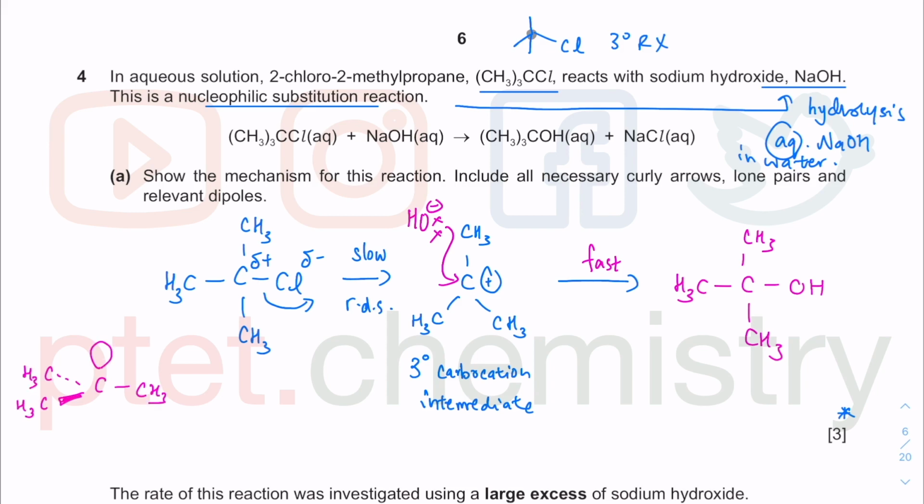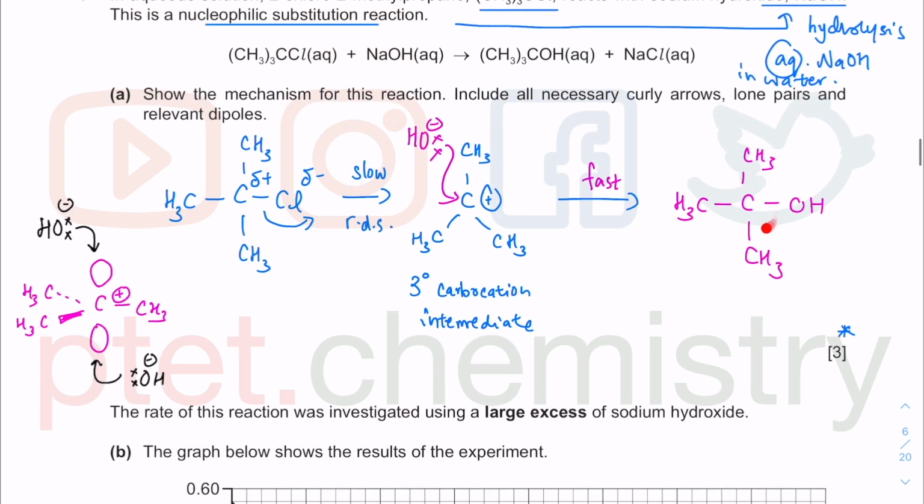There is an empty orbital above and below the plane because it's a trigonal planar, 120 degree, sp2 hybridized carbon. So the hydroxide can attack with its lone pair from the top, or the hydroxide can attack from the bottom of the plane, with equal chances.